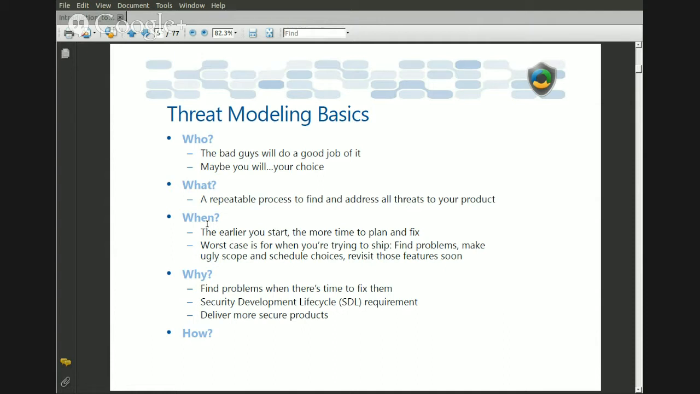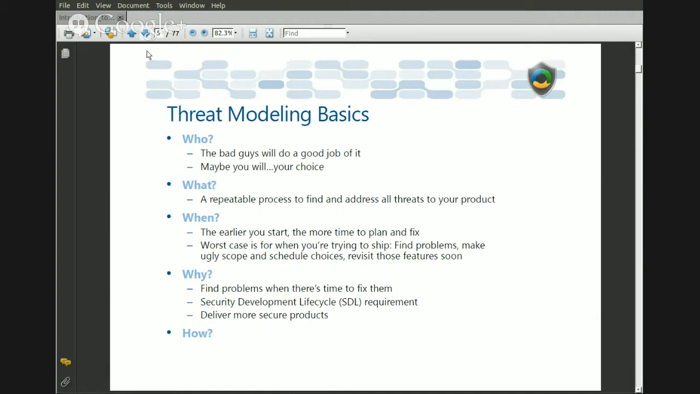And then you have the how. So how are you going to do all these particular items? Any questions on this particular slide? No.